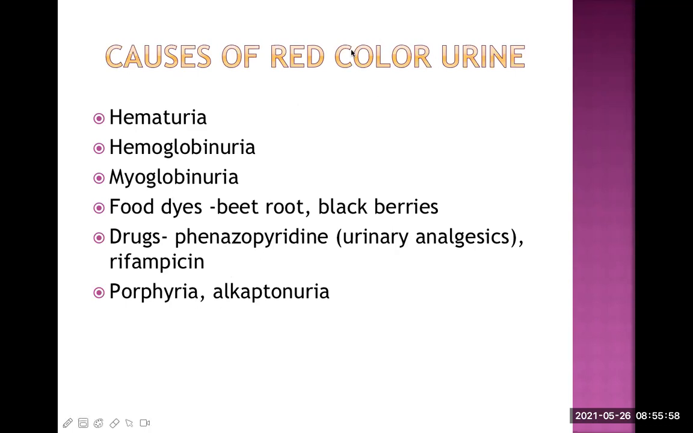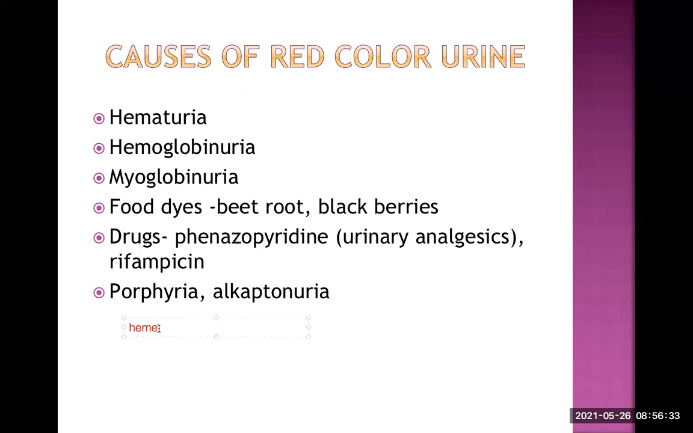Another interesting type of condition is porphyria and alkaptonuria. Now, what is porphyria? Let's talk a little bit about it. Accumulation of porphyrin in the body. Exactly. One example of a porphyrin is the heme compound. So you can say porphyrins are accumulated if there is some disorder in heme metabolism.